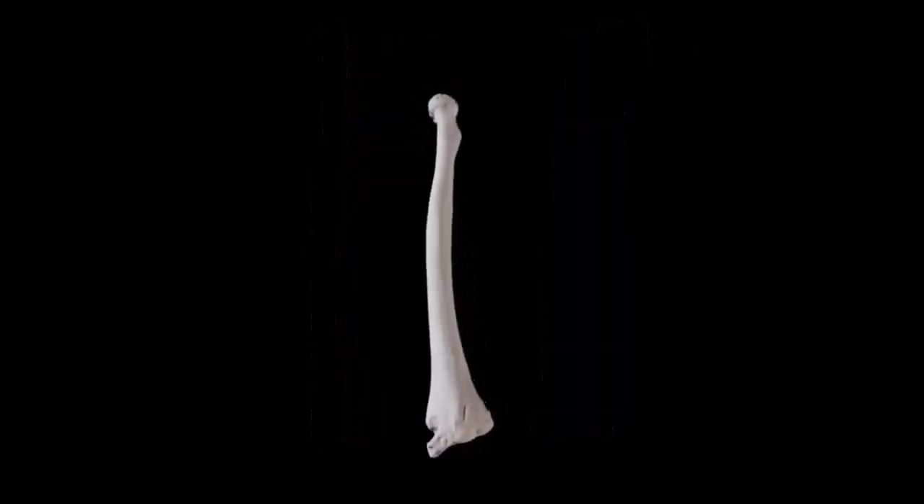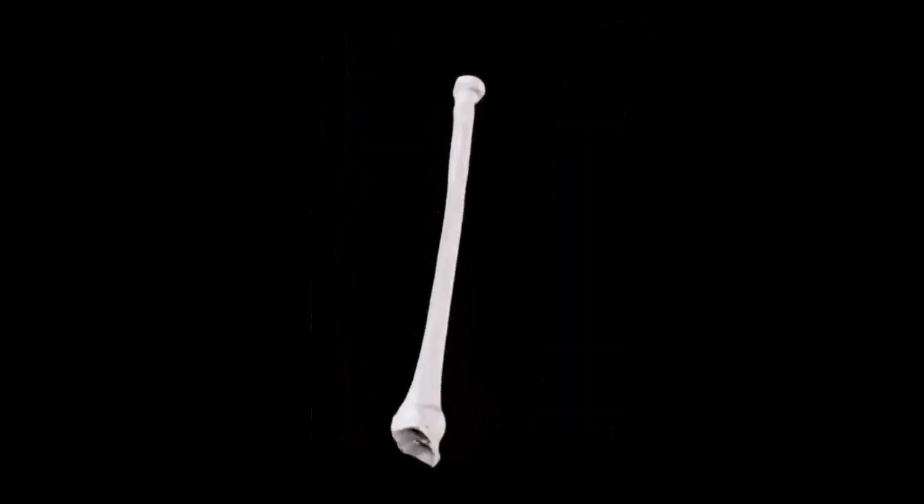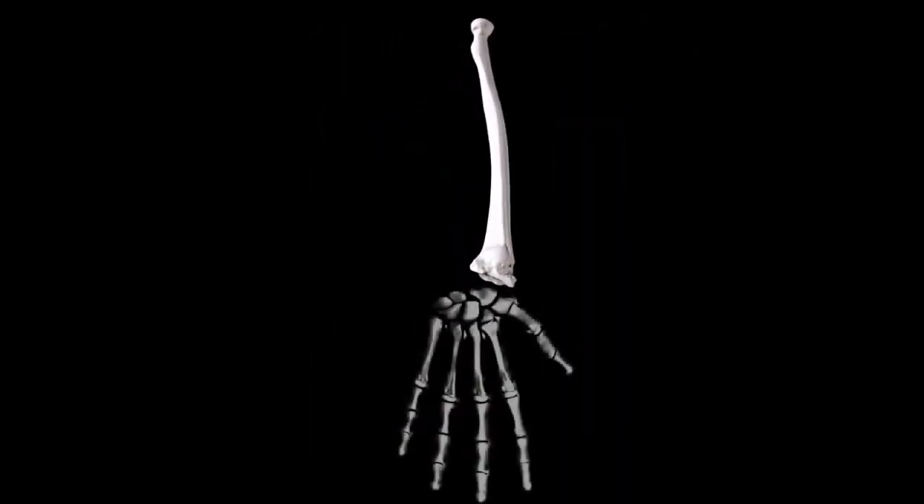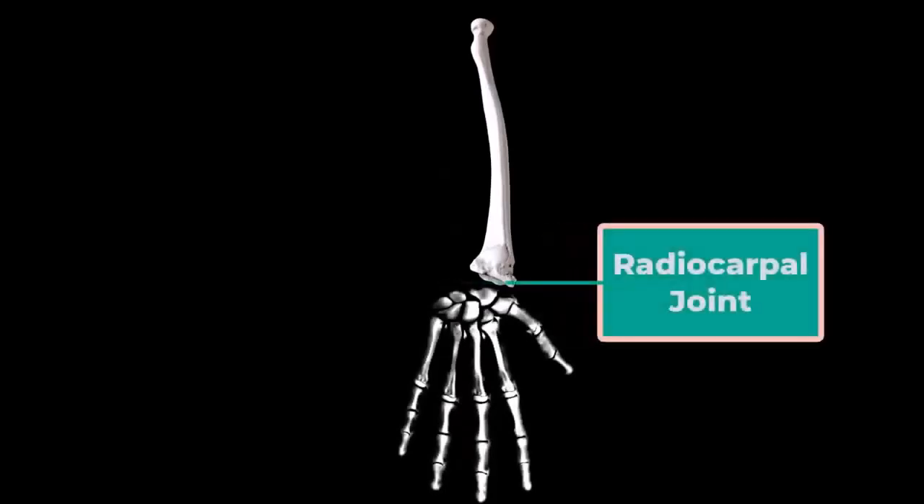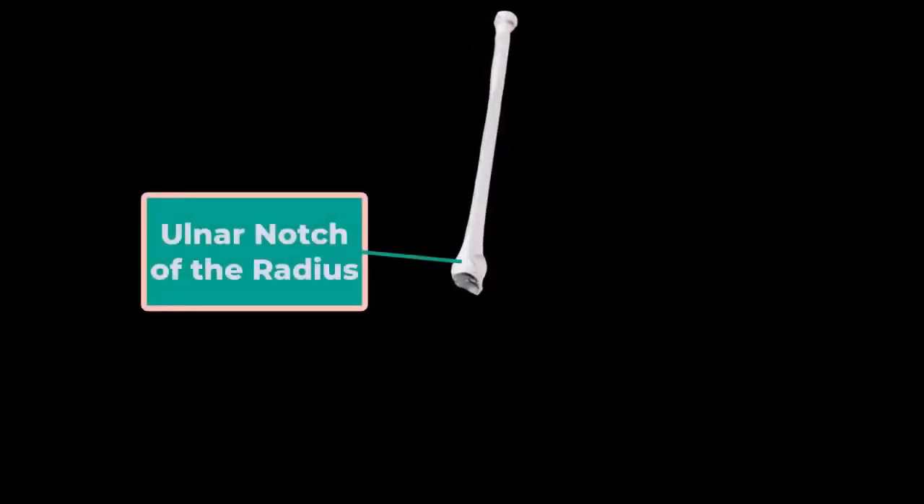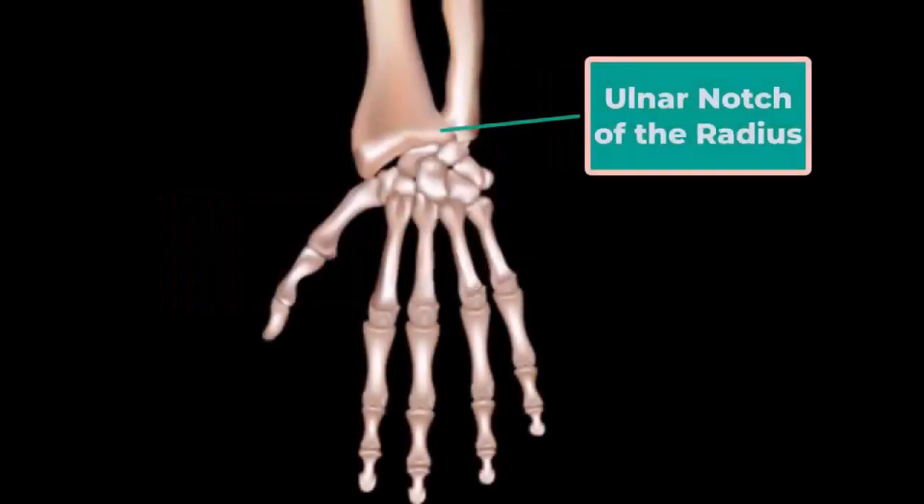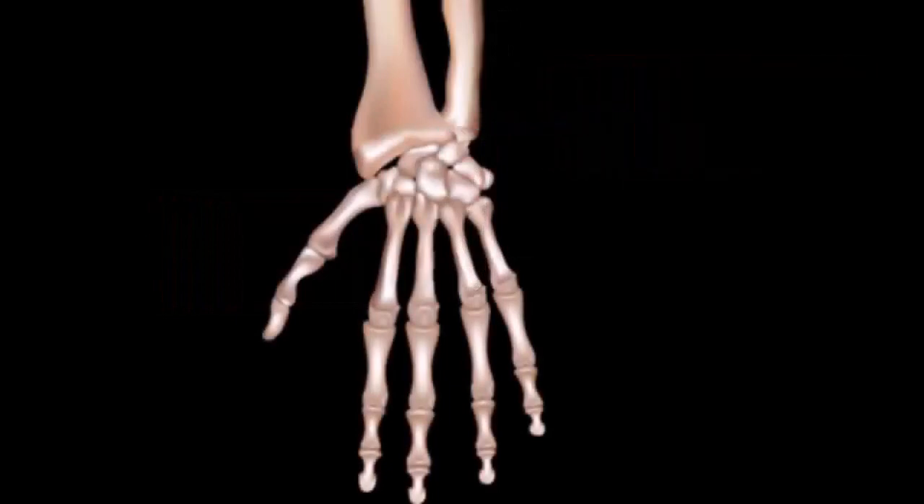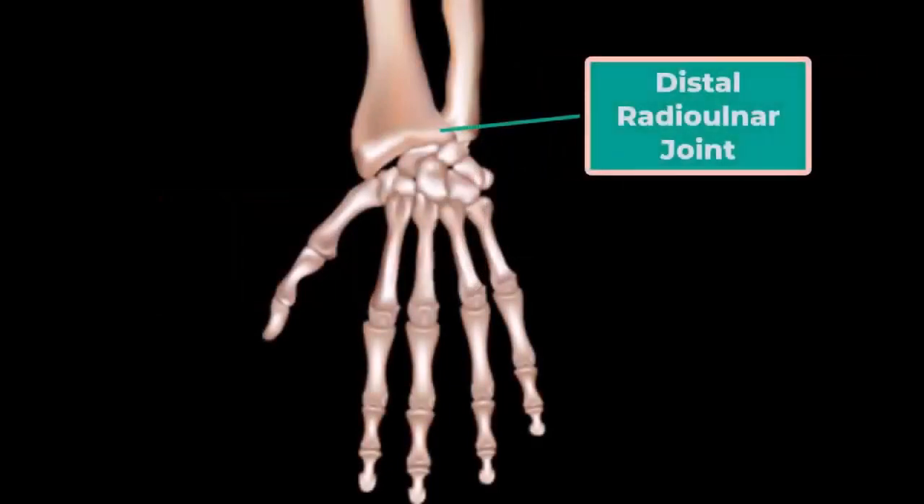The distal end of the radius has a smooth surface for articulation with two carpal bones to form the radiocarpal joint. On the medial side of the distal radius is the ulnar notch of the radius. This shallow depression articulates with the head of the ulna, which together form the distal radioulnar joint.